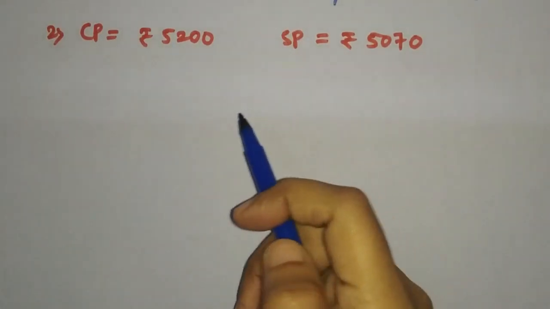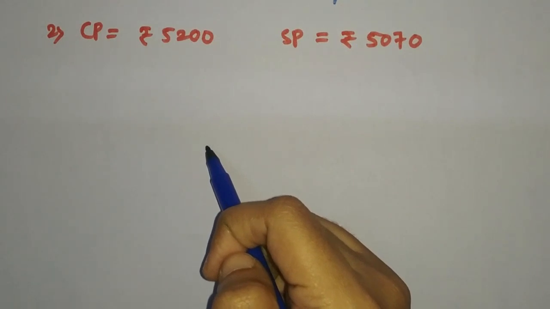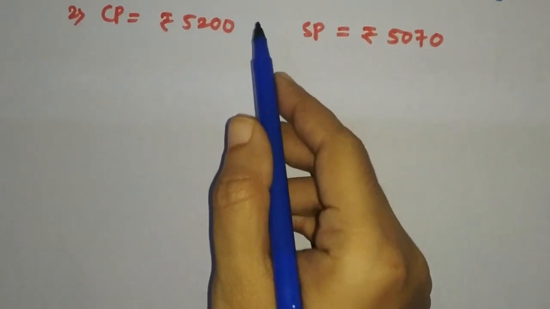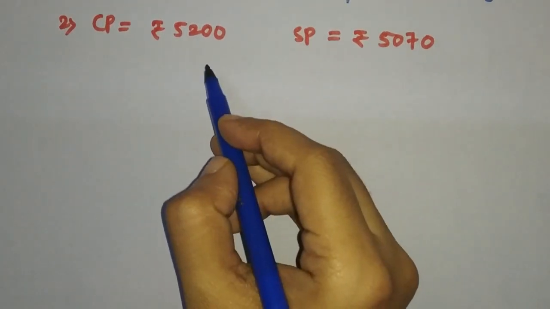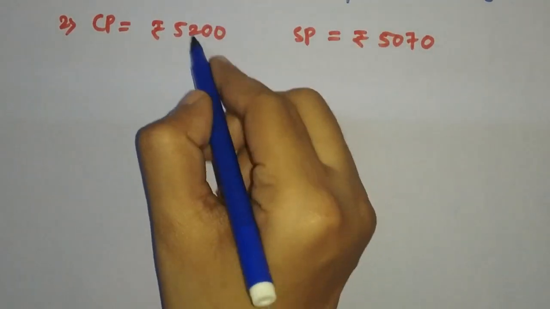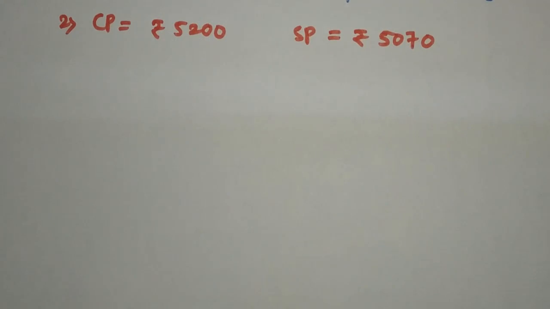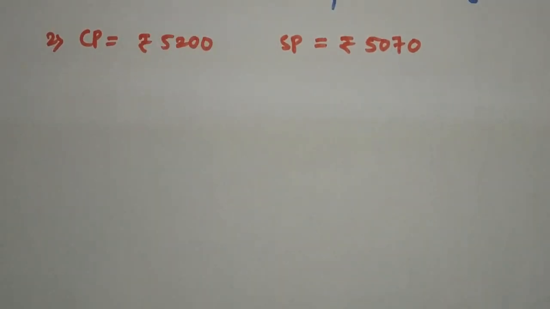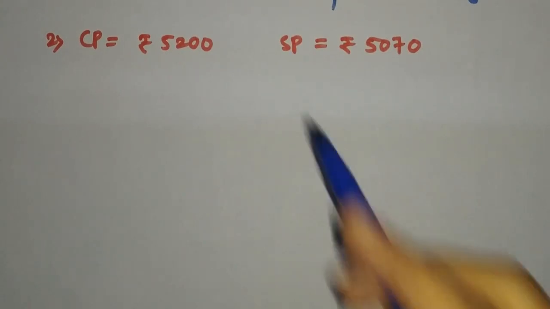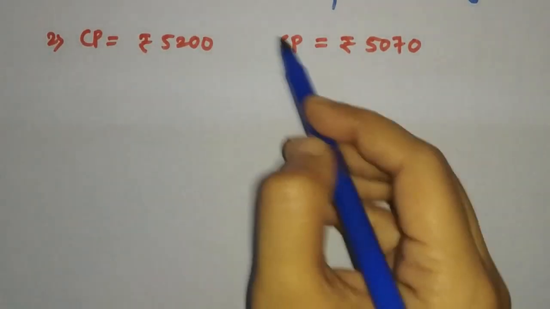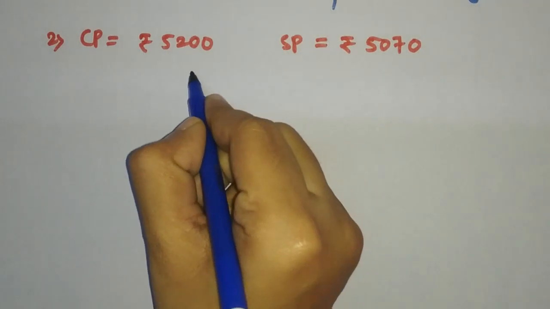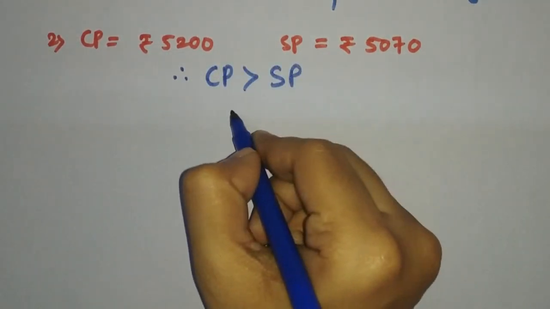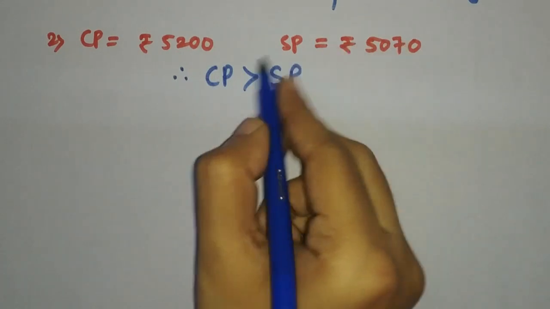So now here also we need to find out the profit percent or loss percent. Profit, you can say gain also. So children, just as we have been given the two values, just compare them. So we'll compare here cost price and selling price. In this question we have been given cost price and selling price, just compare them. So we can conclude here CP is greater than SP. So as CP is greater than SP, it is a loss.